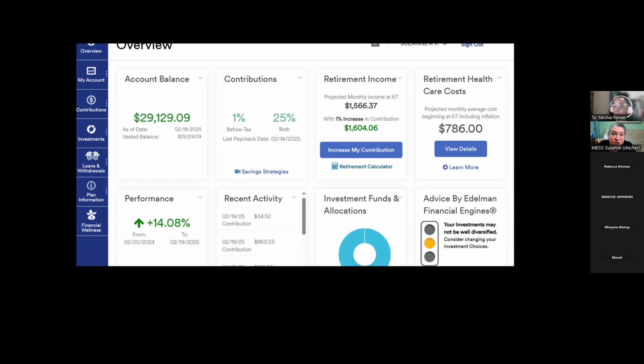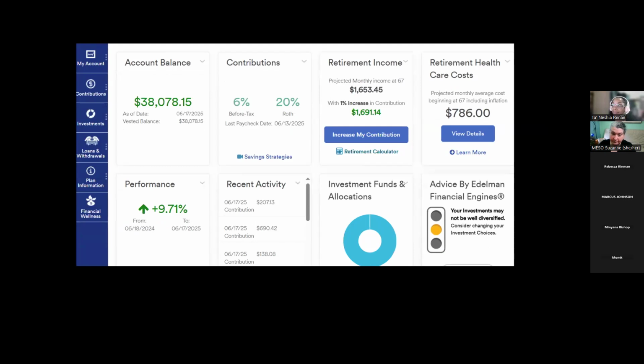The other thing that I wanted to show you with this was last year. And it was a year, see the performance where it says it went up 14%. That was a really good year. 14% is a very high rate of return. Okay, now let's go to the next one. I literally just pulled this one. So you can see I have more money in there, but that's because I'm putting in 26% of my check.